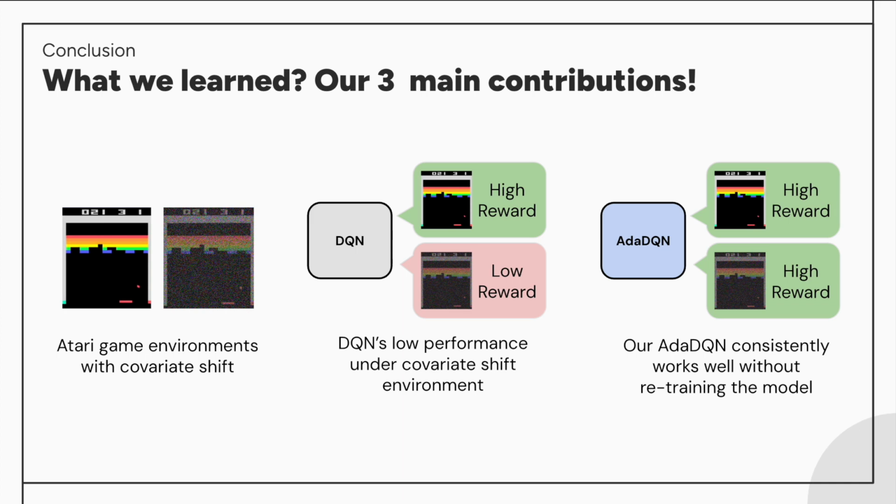To summarize our 3 main contributions, first, we implement the very first Atari game environment with covariate shift. Second, we demonstrate a significant drop in performance of DQN in covariate shift environment during deployment. And lastly, we propose AdaDQN, an effective algorithm that adapts the model to shifted data without retraining the model or requiring additional data apart from the current test sample.